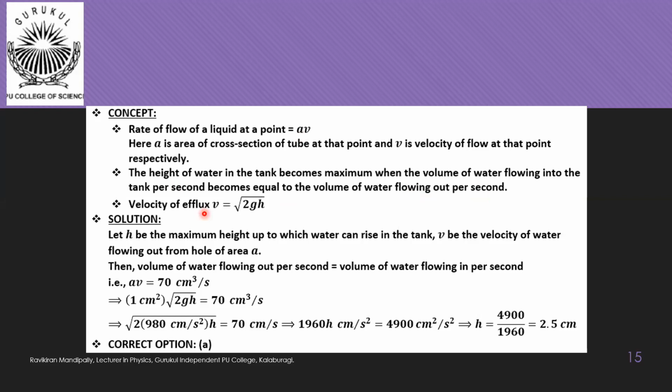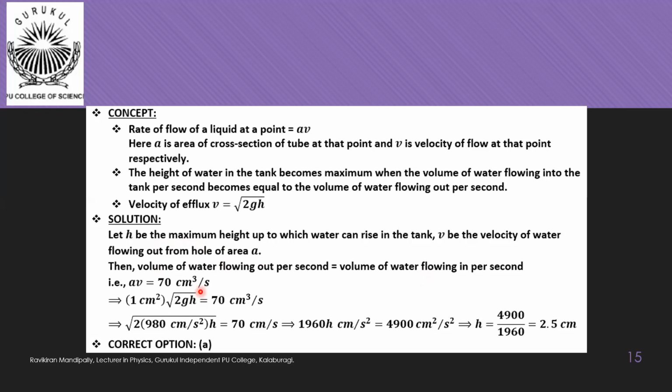And also we are going to use the expression for velocity of efflux, V is equal to root 2gh in this question. So now I am assuming that h is a maximum height up to which water can rise in the tank, and V is the velocity of water flowing out of the hole of area small a. Then since this height is maximum, we already discussed the condition. Volume of the water flowing out per second must be equal to volume of the water flowing in per second. This volume of water flowing in per second is given as 70 centimeter cube per second, and this volume of water flowing out per second, we are writing expression A into V.